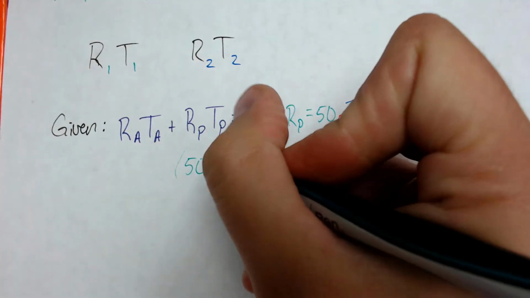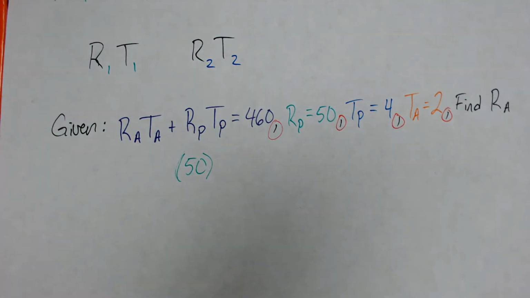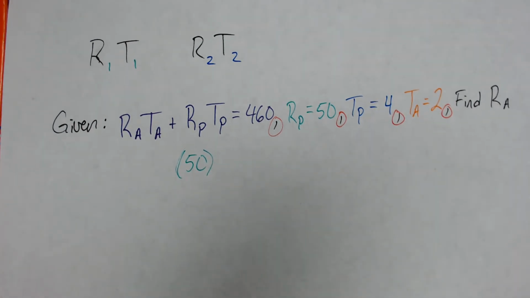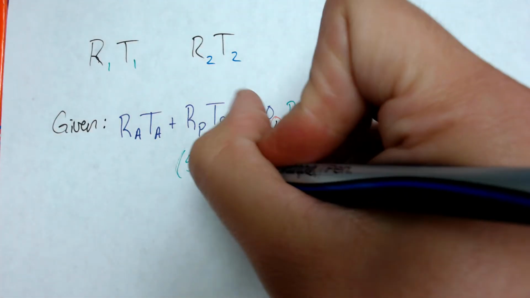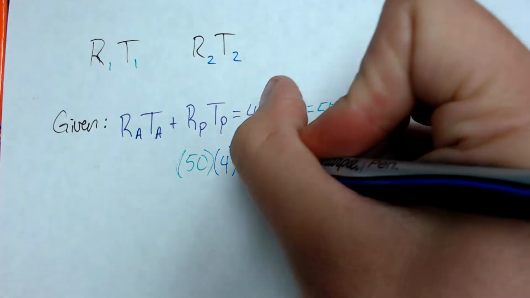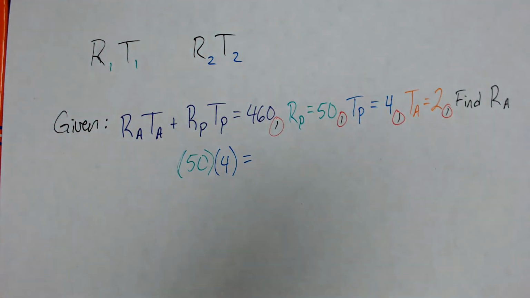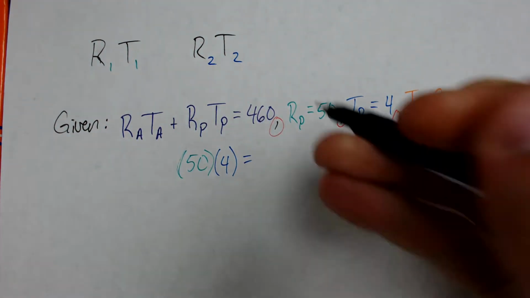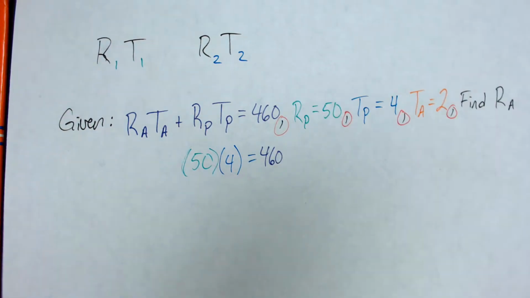And then time of P is equal to 4. Well, let's put that in parentheses so we don't make a mistake. Time of P is equal to 4. So instead of writing time of P, I'm going to go ahead and put 4. That's going to equal 460.